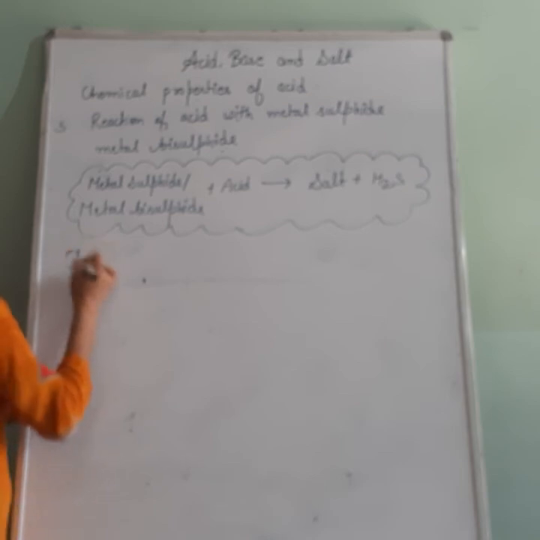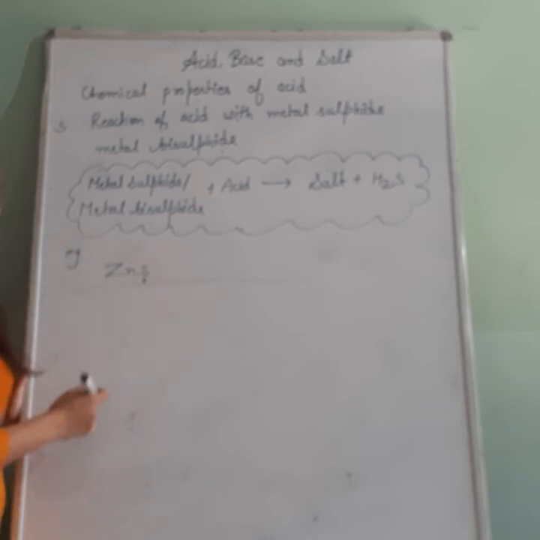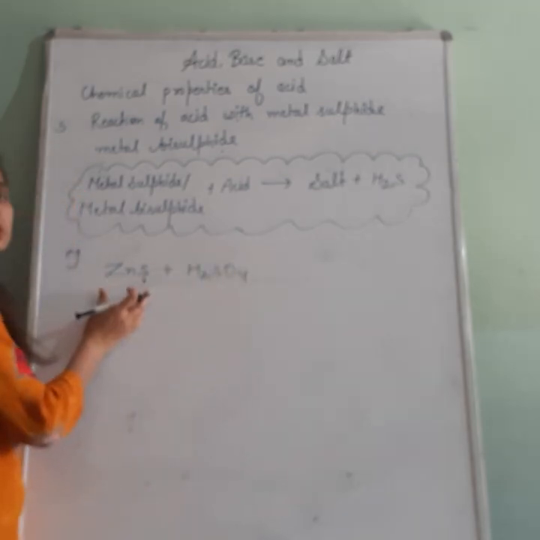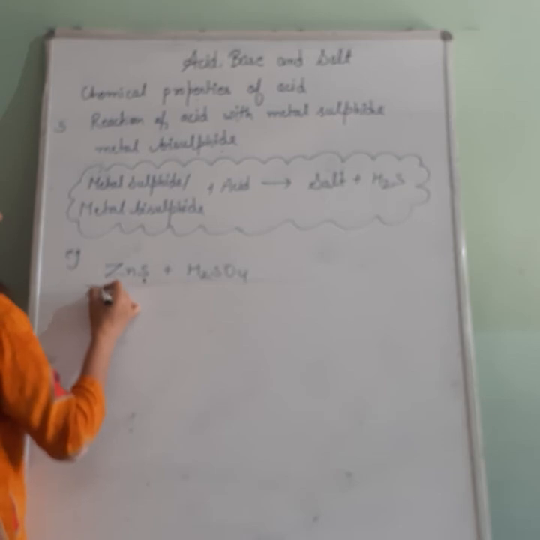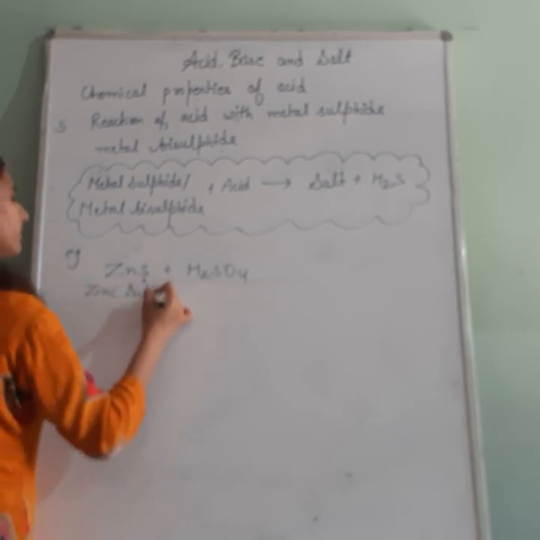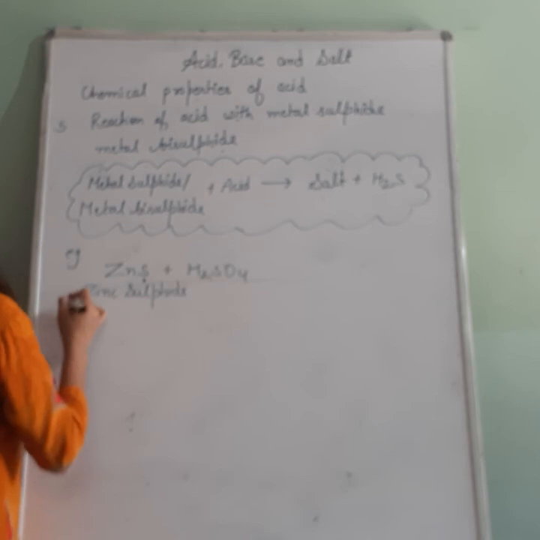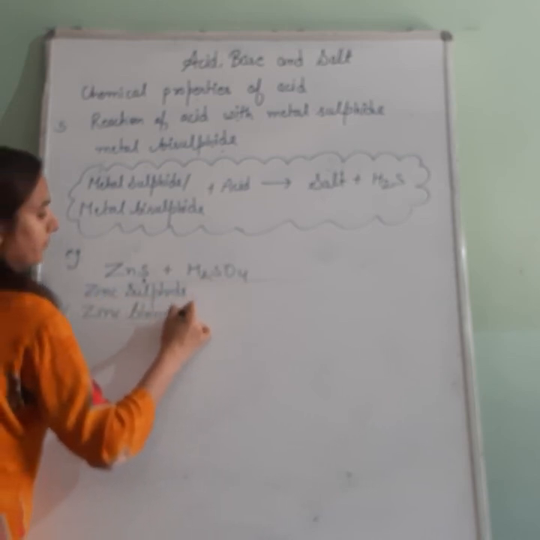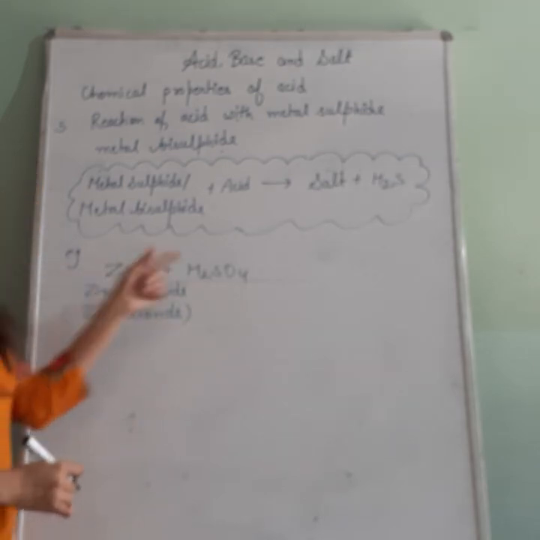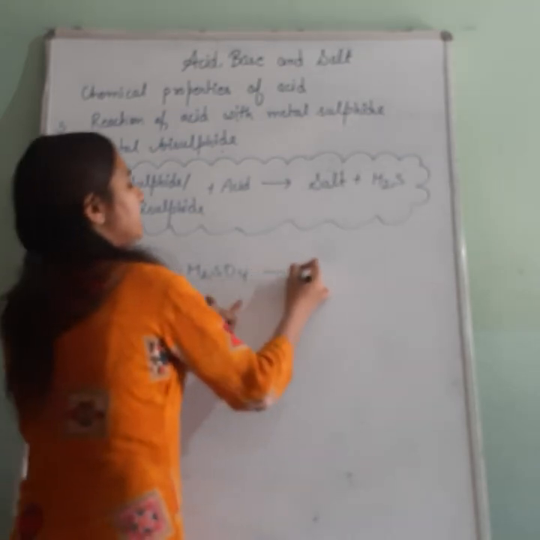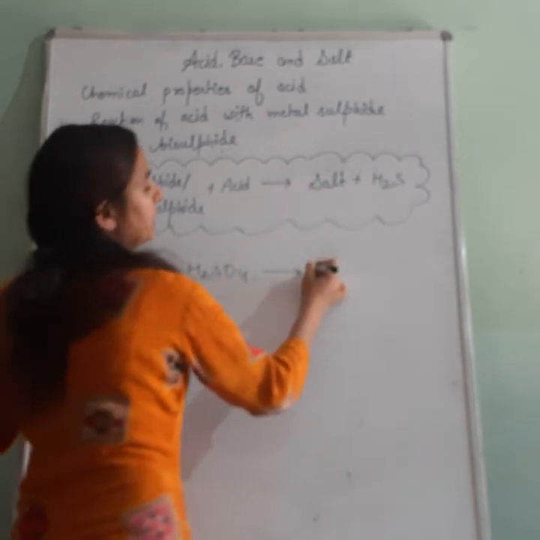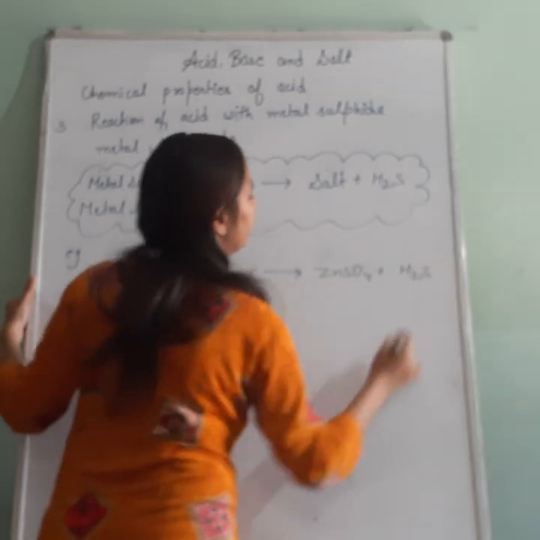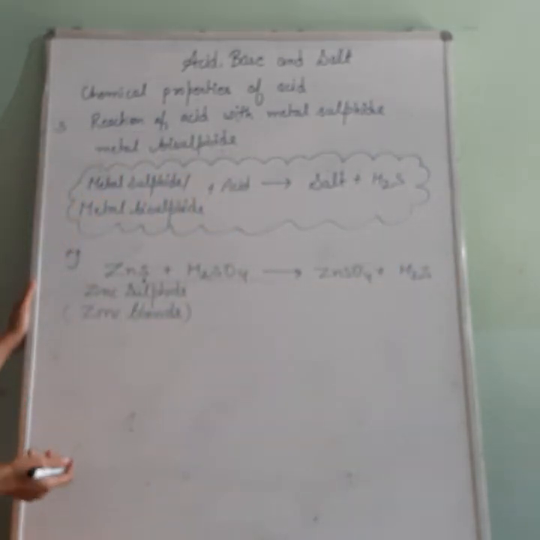Let us consider one example. Zinc sulfide when it reacts with H2SO4. This compound is known as zinc sulfide. Sometimes we also call this compound zinc blende. When ZnS reacts with sulfuric acid, it gives us what? Salt, ZnSO4, plus H2S gas, and the reaction is balanced.